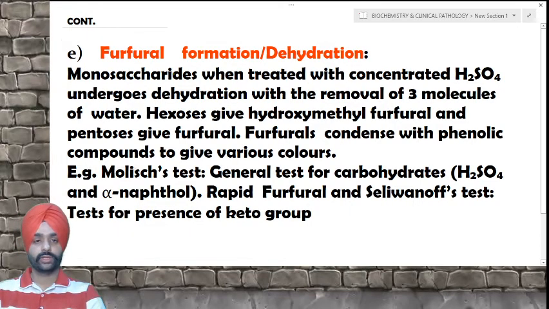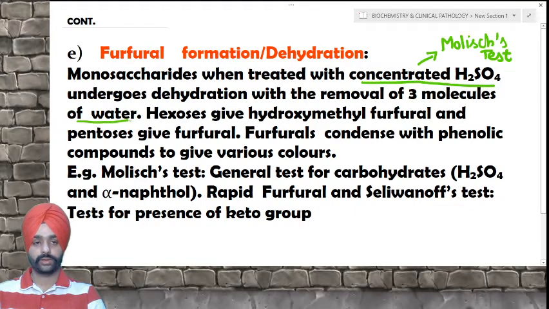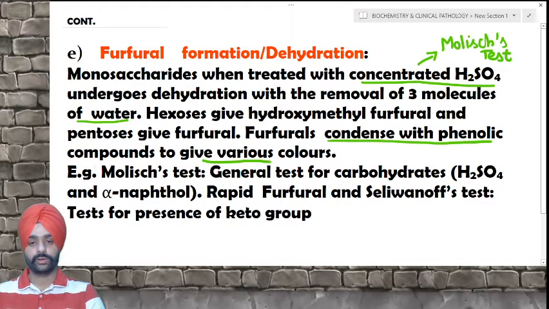Just see here, the monosaccharides when treated with concentrated acid such as sulfuric acid. This is the example for Molisch test, which is the general test for carbohydrates. They tend to lose the molecules of water, and when these condense with phenolic compounds, they give various colors. Now in case of Molisch test, it is sulfuric acid and alpha naphthol.